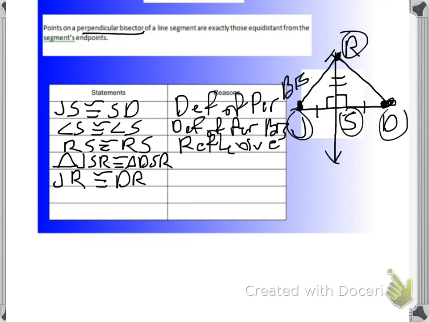Alright, we know that triangle JSR is congruent to triangle DSR by side, angle, side. Alright, so JR is congruent to DR by congruent parts, corresponding parts of congruent triangles are congruent. Alright, so corresponding parts of congruent triangles are congruent. Alright, thank you.